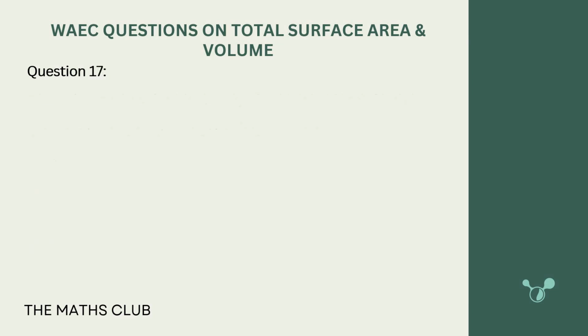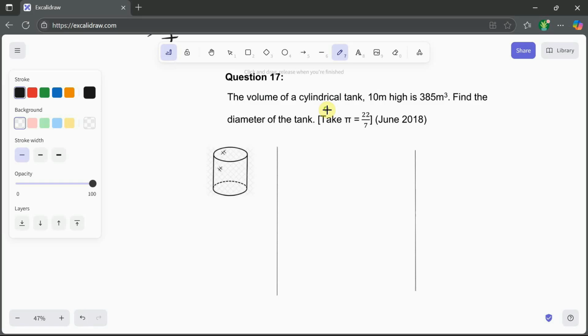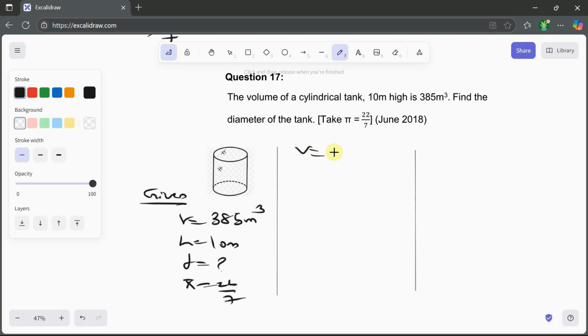Great. Question says that the volume of a cylindrical tank 10 meters high is 385 meters cubed. Find the diameter of the tank. Take pi to be 22/7. This is from June 2018. So the volume is 385 meters cubed. This is part of our given. The height is 10 meters. But also find the diameter, not radius. Take pi to be 22/7. So V is equal to pi r squared h, right? And this is 385 is equal to 22/7 times r squared times 10, right?